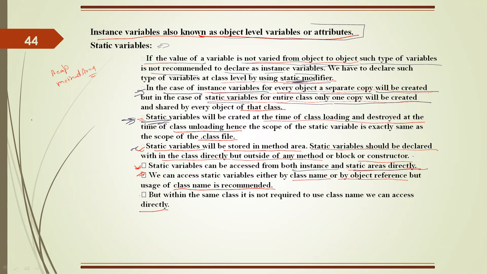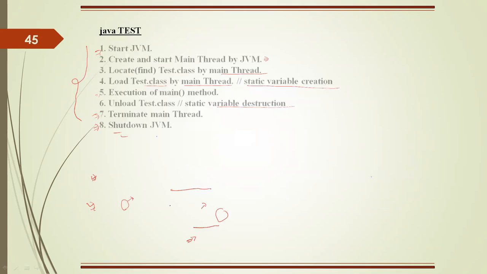If you declare any method without static, then it is an instance area method. Within the same class, it is not required to use the class name; we can access it directly. But outside of the class, you should use the class name if you want to access that variable. So now this is complete.